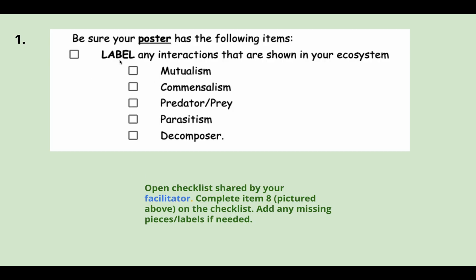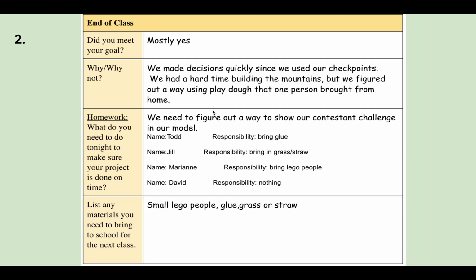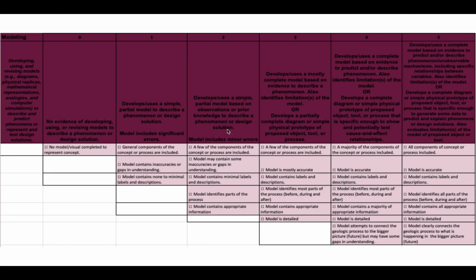So on your poster, make sure that all of these different interactions are labeled. If they're hanging on the wall, they should have these already, but mutualism, commensalism, predator-prey, parasitism, and decomposer should be on your poster. This is a screenshot of checkpoint 8, entry number 4, end of class to fill out, and then a sample of kind of what that would look like for you.